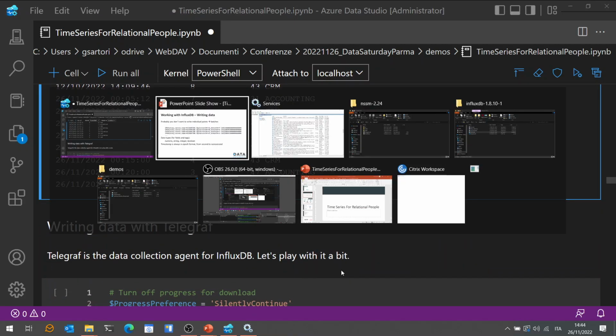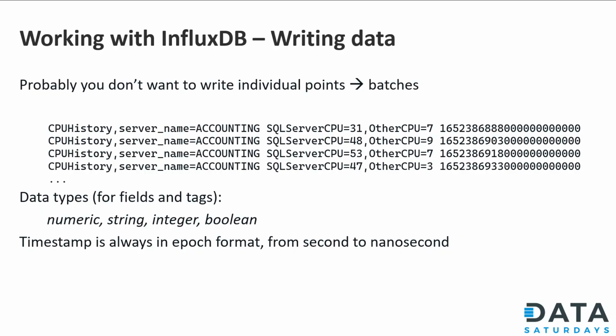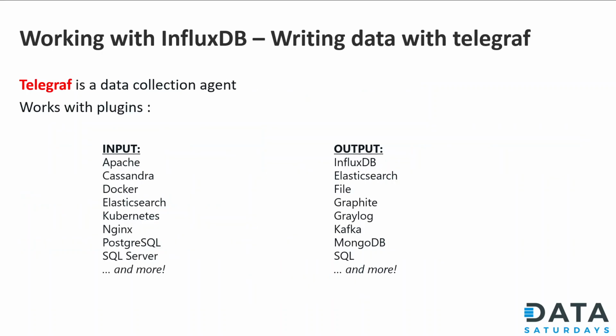Probably what we want to do is not even this. We don't want to insert batches of data directly. What we probably want to do is rely on an agent that does this for us. So it observes the entity that we want to observe, extracts the data, and writes the data to the database directly. Still using the API, still using the line protocol, still writing in batches, but it knows already what to do. So we don't have to write code for that.